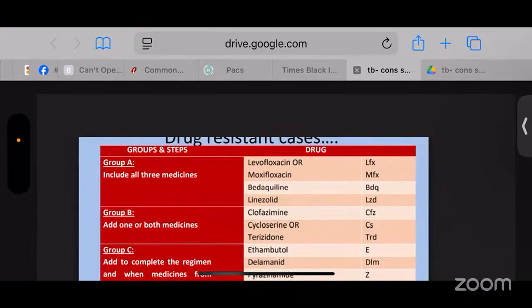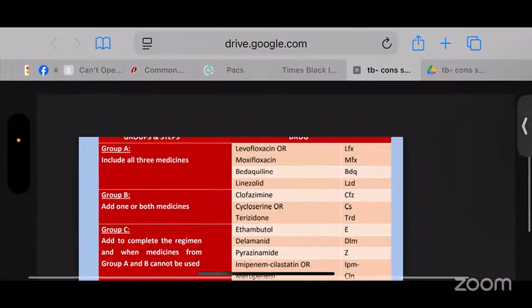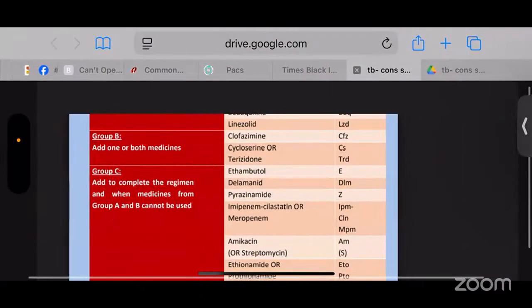So if the patient is not sensitive to group A, then we have to go to group B, and then if need be, go to group C drugs. The point is to give at least 5 drugs in this regimen. Depending on whether the patient has been exposed to these medications in the past or not, the regimen is decided. It can be either a short-term regimen of 12 months or a long-term regimen of 18 to 24 months. So there are various criteria which are taken into account.